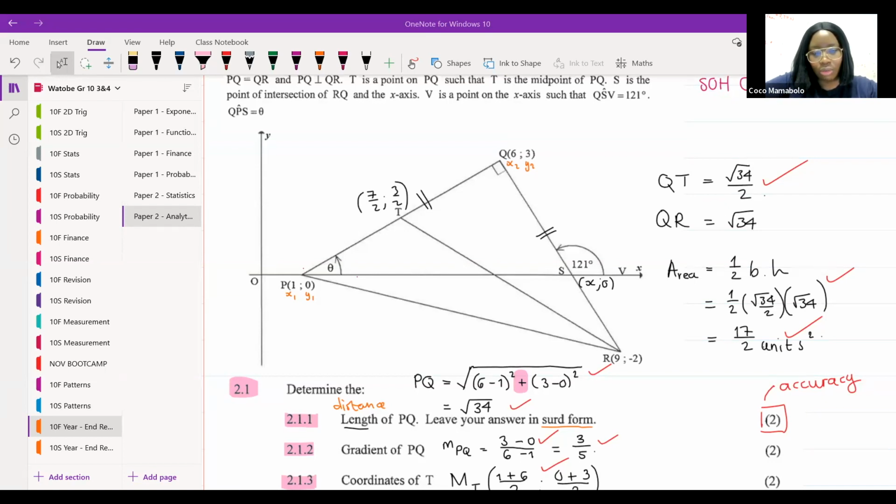Okay, ma'am. So I think we're going to use the formula x1 plus x2 divided by 2, y1 plus y2 divided by 2, and we're going to use Q and R as coordinates. Okay, sure, but that would give us the midpoint. However, our write-up has not told us that S is the midpoint, so we can't make that assumption.